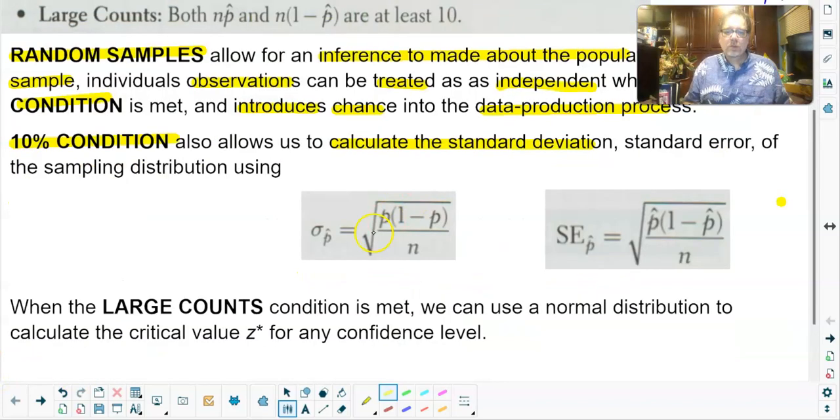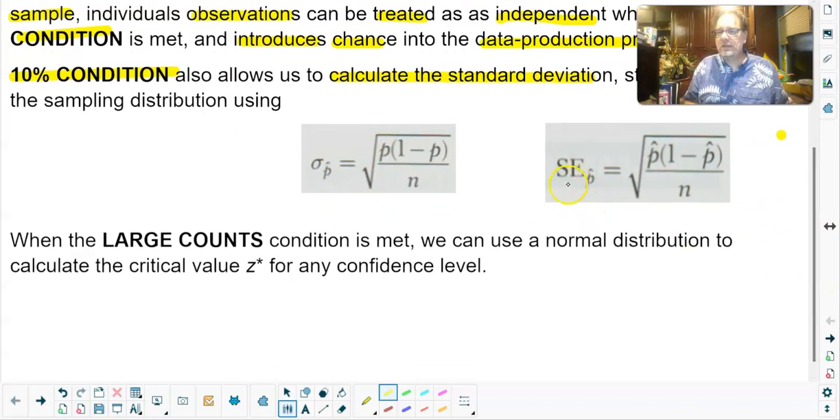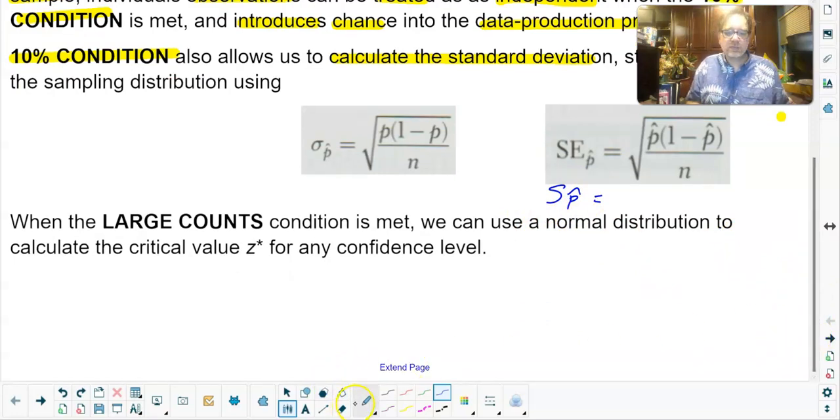Now, we can see standard deviation of a proportion written in two separate ways. This is the one we used in Chapter 7, but now we're going to call it our standard error. Now, in our formula sheet, we're not going to see it saying SE for standard error. We are going to see S sub p hat equals this. This is what's on our formula sheet. And lastly, again, when our large count conditions are met, we can use a normal distribution to calculate our z-score, our critical value.